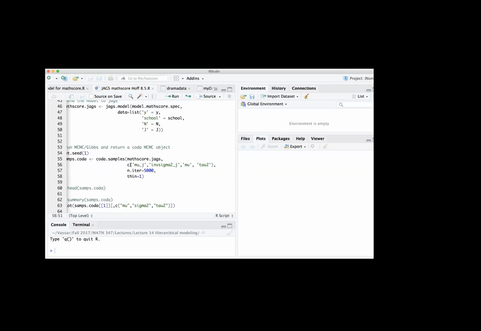So the first two vectors are both of length 100. So I have 200 parameters here with these two lines, like two quotation marks. And then down here is the grand mean and the tau square. So now you're returning 202 parameters.